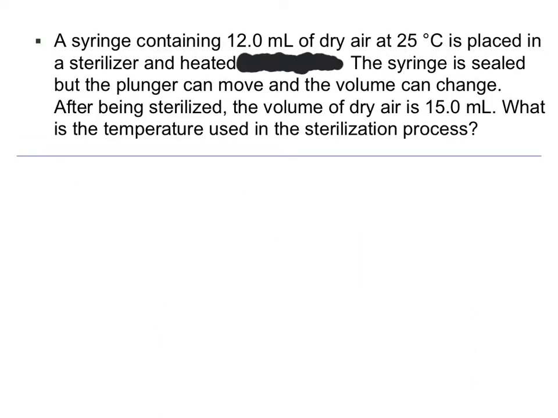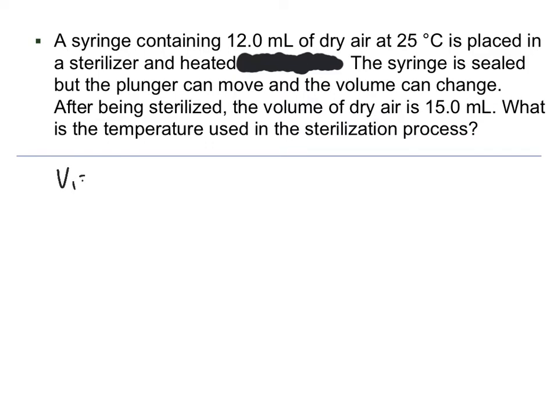In this example, we have a syringe containing 12 milliliters of air at 25 degrees C, which is placed into a sterilizer and heated up. The syringe is sealed, but the plunger can move, so the volume can change. After being sterilized, the new volume of air is 15 milliliters, and we want to know what the temperature was that was used in the sterilization process.